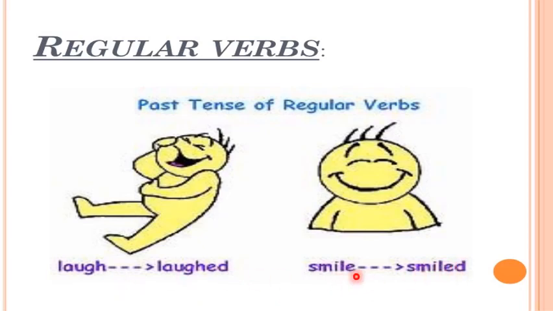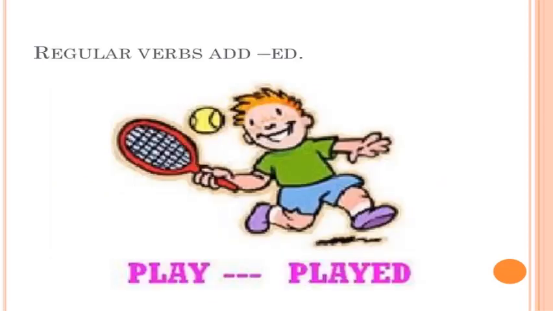And if the verbs have no e at the end, then to make them past form we add ed at the end of the verbs. These are called regular verbs. You can see here regular verbs add ed at the end in past form. For example, play becomes played after adding ed.